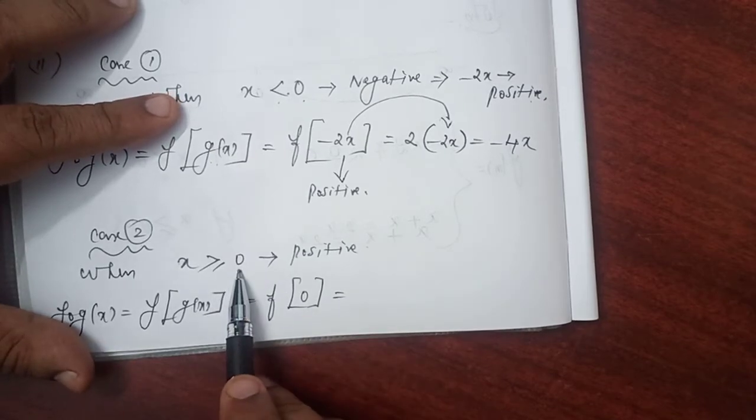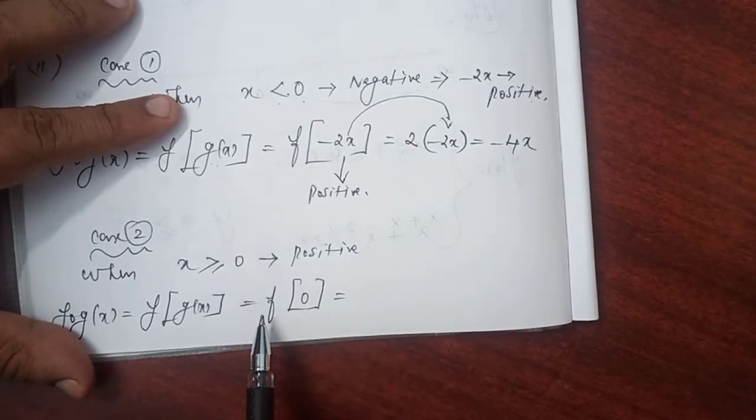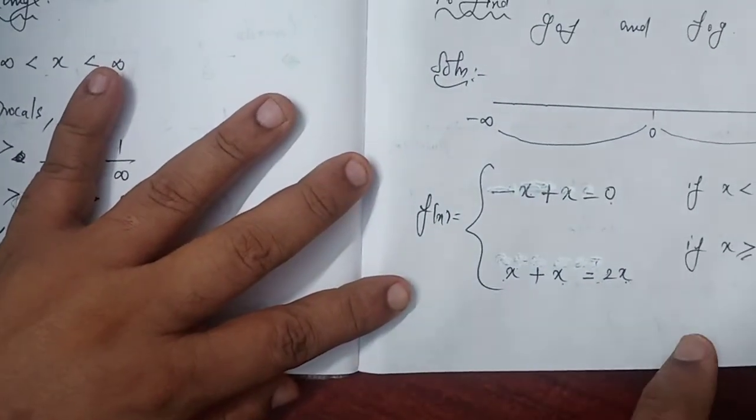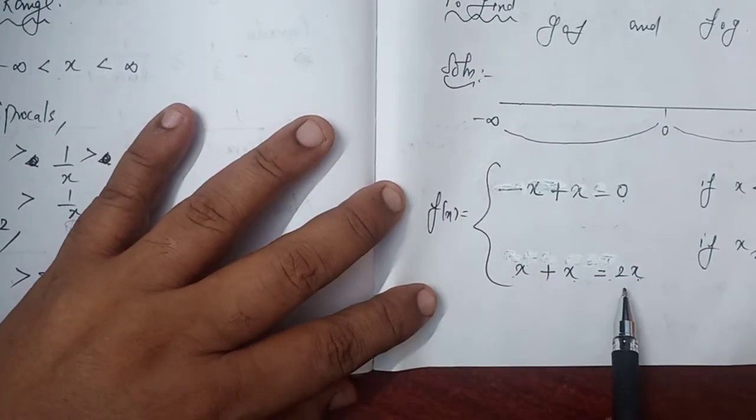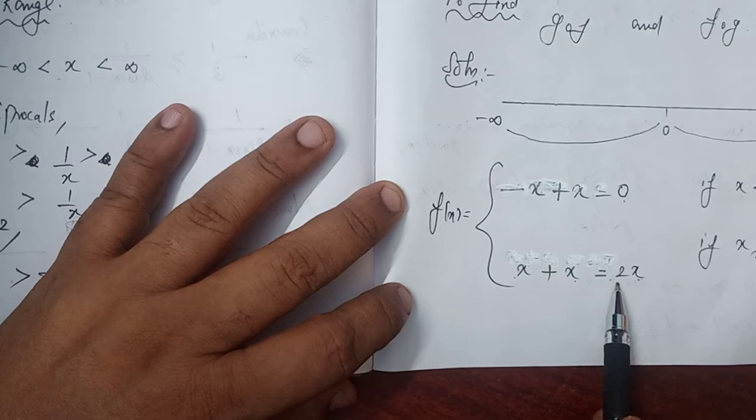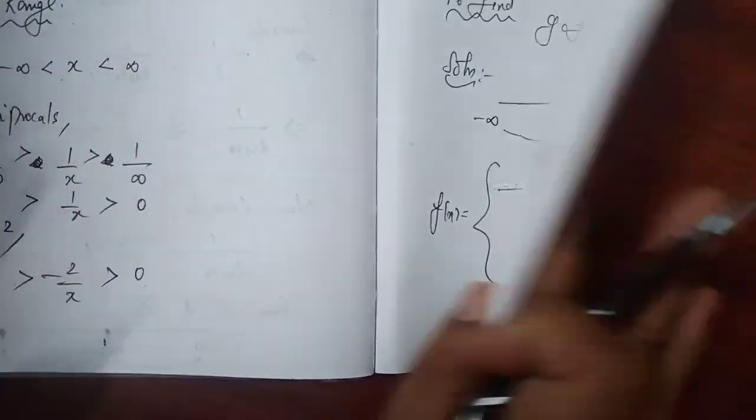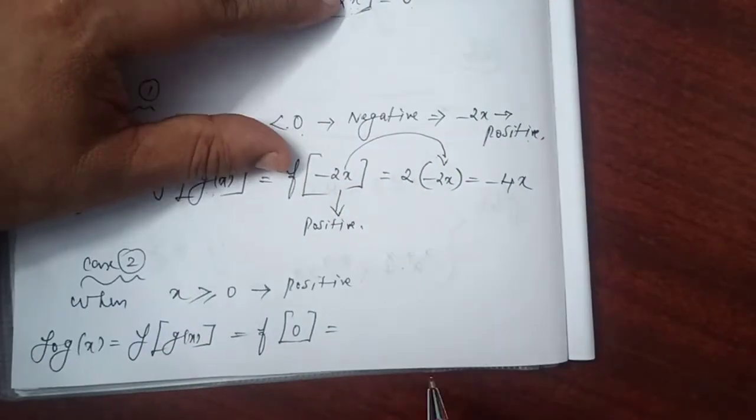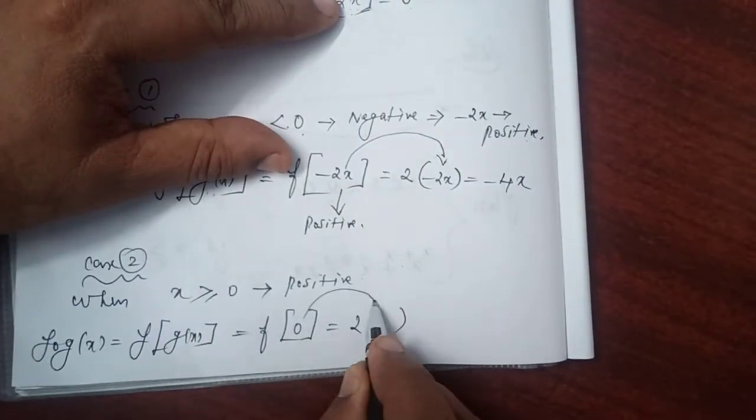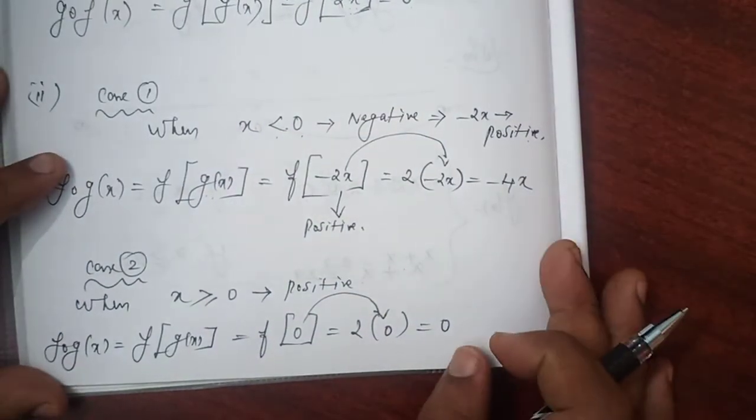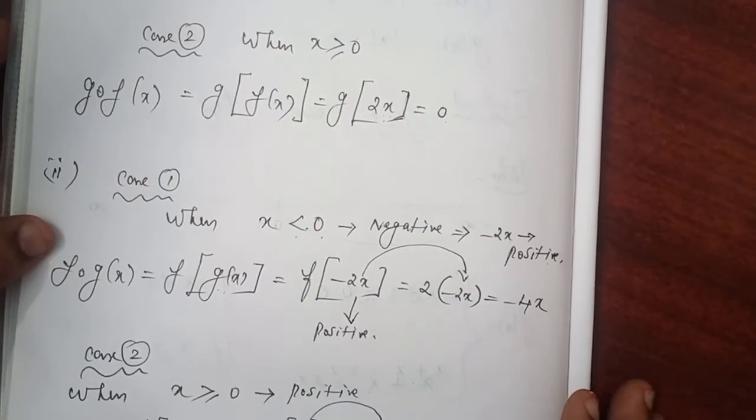Now for greater than or equal to 0, outside the bracket we have f. Go to f, consider greater than or equal to 0. Here f of x is equal to 2x: 2 into the value inside the bracket. 2 into 0 is 0. Okay. Finally, you can write the result.